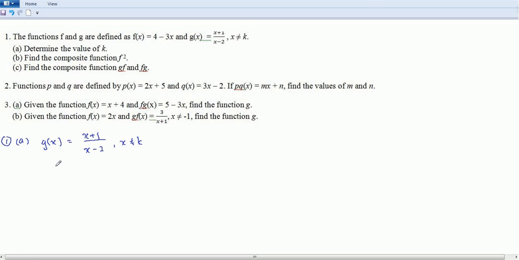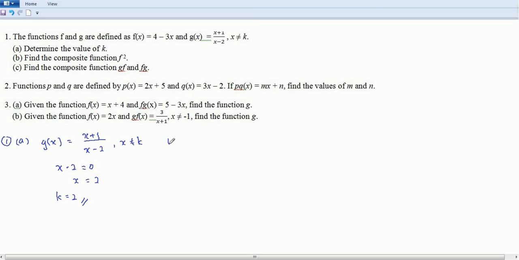Then we need to find the value of x which will make the denominator become 0. So x minus 2 is equal to 0, x is equal to 2. When x is equal to 2, the denominator becomes 0 and the function is not defined. So x is not equal to k means that k is the value which will make the function not defined. So k is equal to 2.